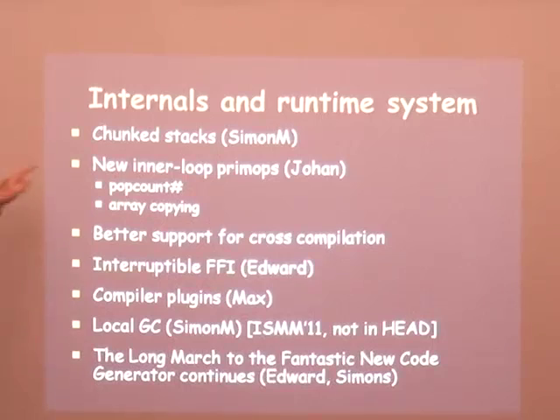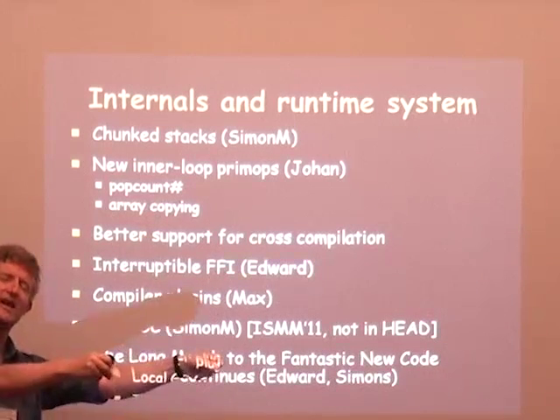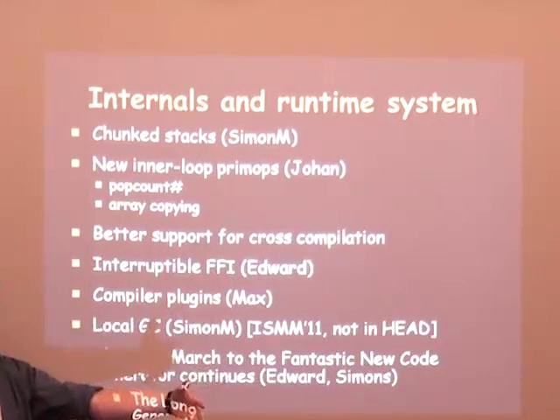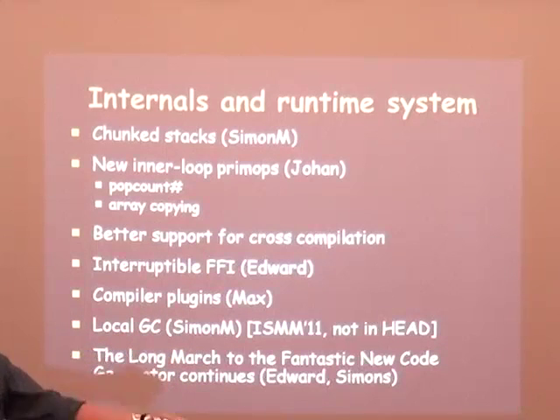Simon implemented chunked stacks, meaning when your stack grows and it gets too big, we just allocate a new chunk, whereas previously we had to copy the whole stack. So rather than copying the stack so you've got a very big contiguous stack, it's just implemented in chunks. And in certain cases, that makes some things a lot better, doesn't it? What did it make a lot better? So the garbage collector doesn't have to walk the entire stack, just the chunks that have changed, because the garbage collector scans whole things. That's right. Great.